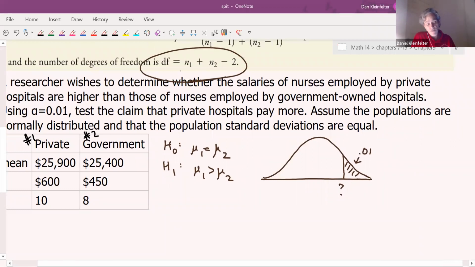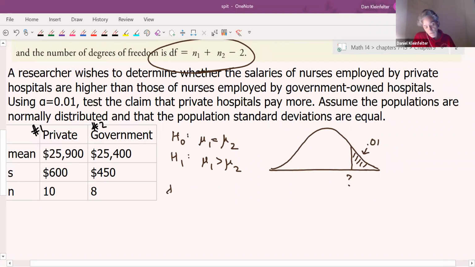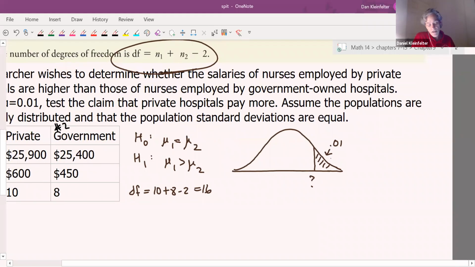So the degrees of freedom will take the sum of the two sample sizes and then take away 2. So for degrees of freedom, it's going to be 10 plus 8 minus 2, and that's 16. So we need to refer now to our t-table. We're going to look under degrees of freedom 16 and then area in one tail of 0.01. So let me grab our t-table.